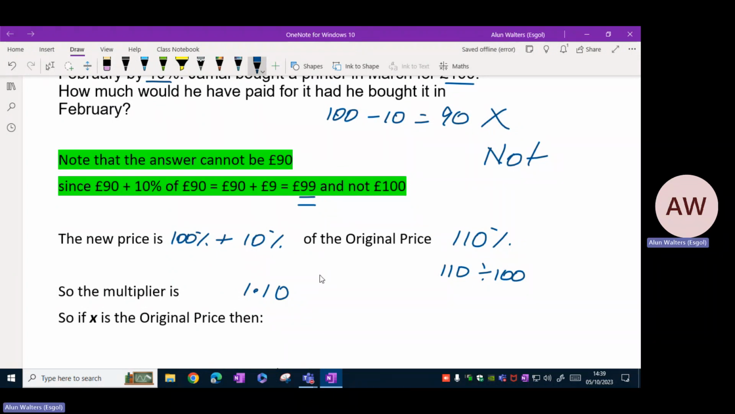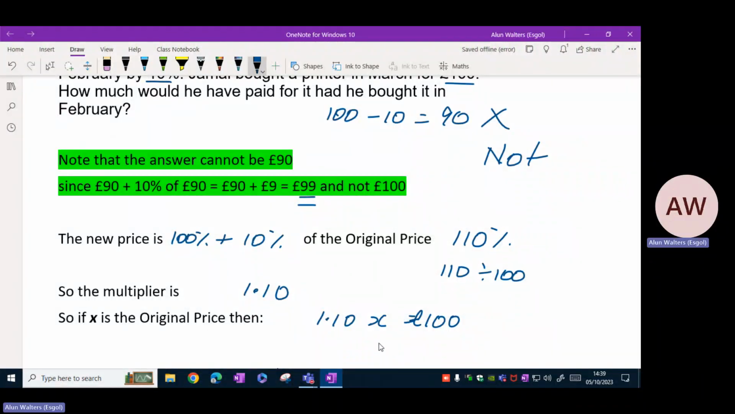So what we say then is 1.10 or 1.1 times the original value. I'm saying the original value is x; you might put another symbol. 1.1 times x, because we don't put the times in when we have algebra. 1.1x equals £100. In other words, in the questions above, I would have said 110% is worth £100.